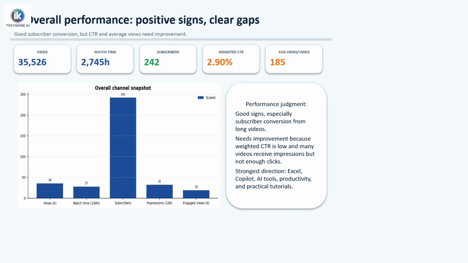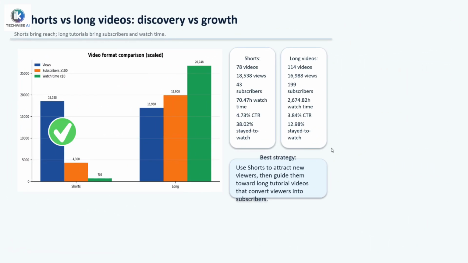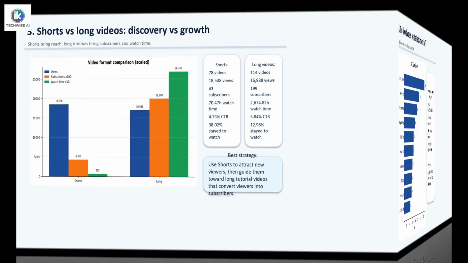Stronger titles, stronger thumbnails, and clearer channel focus. Shorts are working for discovery. They generated slightly more views and higher average views per video. But long videos are the real growth engine. Long videos produced 199 subscribers compared with only 43 for shorts, and almost all the watch time. So the strategy is simple. Use shorts to attract and long tutorials to convert.